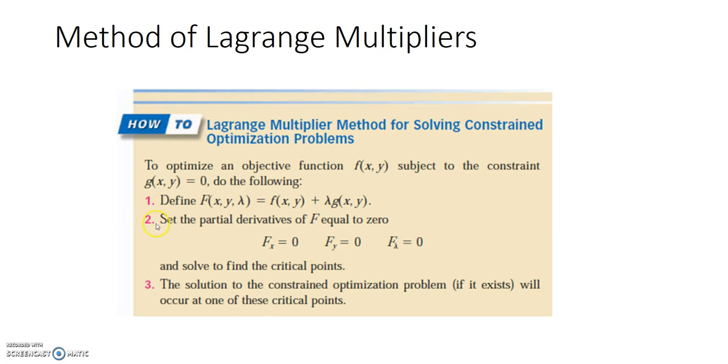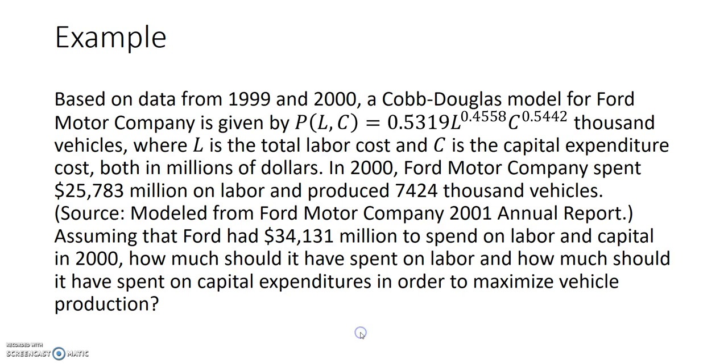So the procedure goes as follows. Set the partial derivatives of capital F equal to 0. Find the derivative with respect to x, the derivative with respect to y, and the derivative with respect to lambda of the capital F function that we created out of our objective function and our constraint. Solve these to find the critical points. The solution to the constrained optimization problem, if it exists, will occur at one of these critical points. Well, that doesn't sound too promising, but let's check it out.